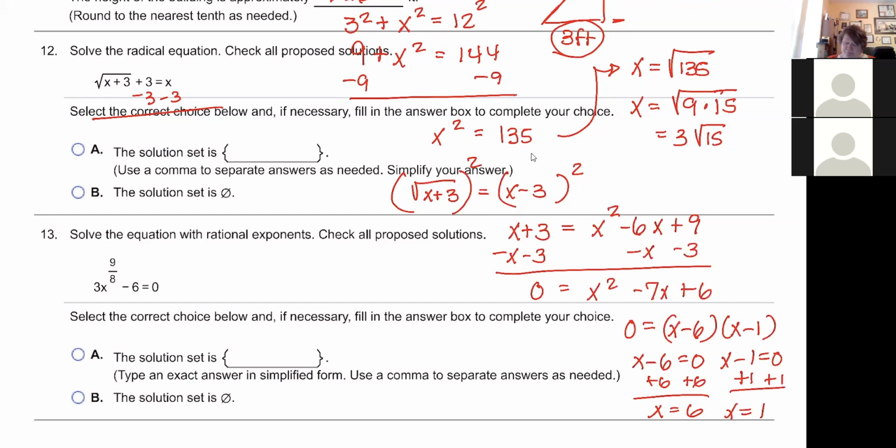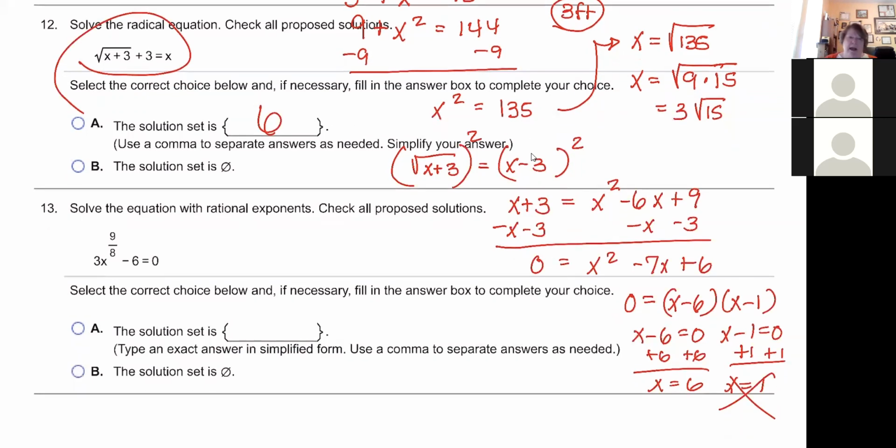And 1 is not a solution. 1 is not a solution because if I plug 1 back in there, it doesn't work. 6 is a solution because if I plug in 6, that is going to work. So the solution set is 6, not 6 and 1, just 6. Okay? Because 1 doesn't work. The square root of 4 plus 3 is not equal to 1. So 1 is not a solution. So whenever you solve a radical equation, you see where it says the second instruction, solve the radical equation, check all proposed solutions. They're not just telling you because they want to, they're telling you because you have to.